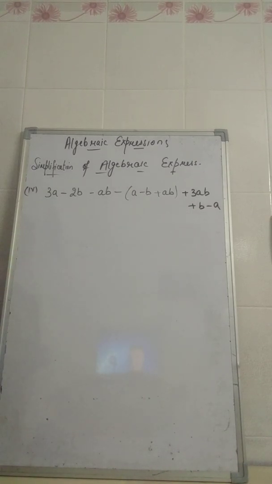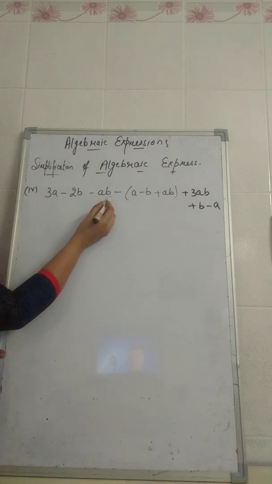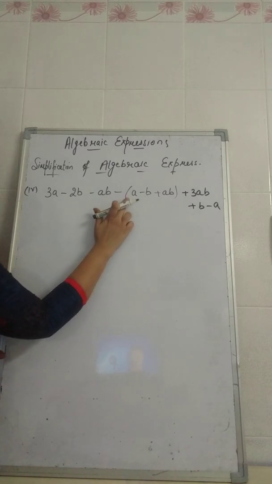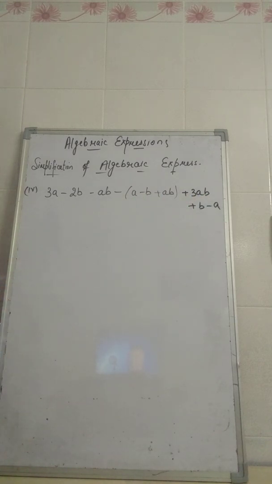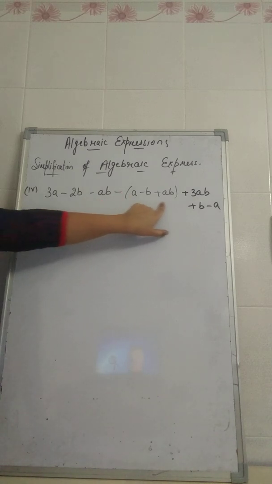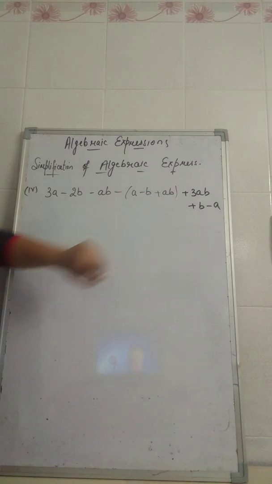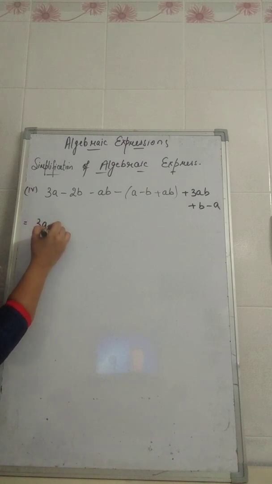Next question: 3a minus 2b minus ab, then minus this bracket, plus 3ab plus b minus a. Here again we can see what the first step will be. The first step is to open the bracket. After that we will see which are the like terms. So first of all, let us open the bracket.